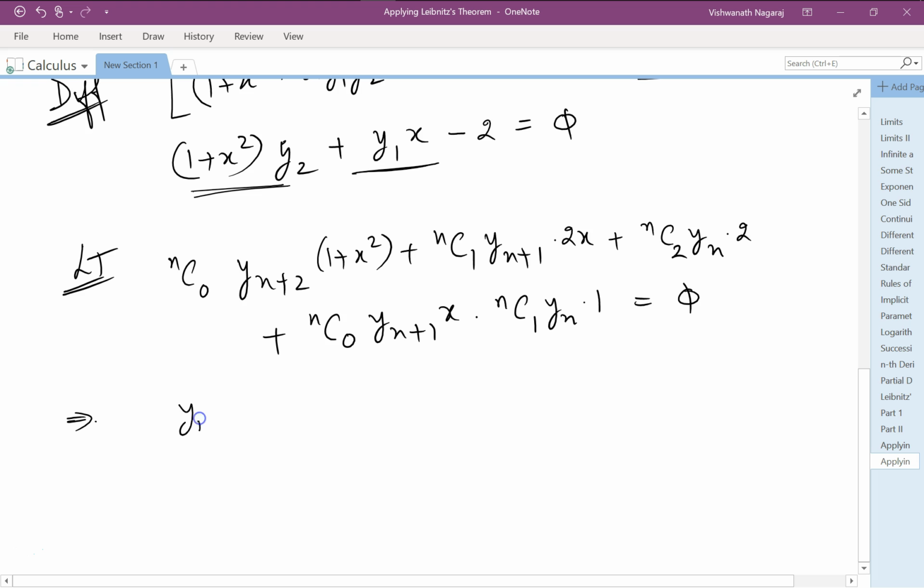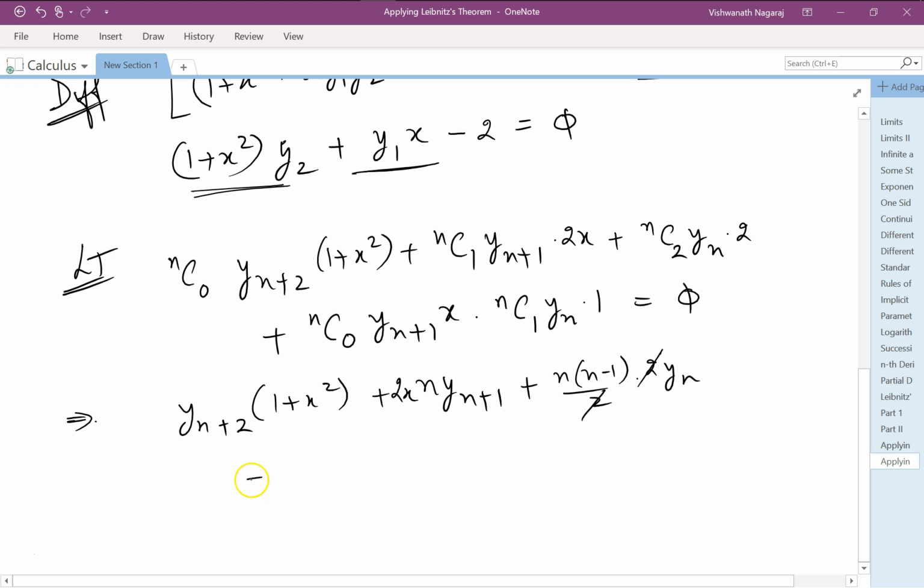nC0 is 1. So yn plus 2, 1 plus x square, plus nC1 is n yn plus 1. The 2x we can bring it to the front, plus nC2 is n times n minus 1 by 2 times 2yn. This 2 gets cancelled, plus nC0 is 1 again. So yn plus 1, x we bring it to the front.